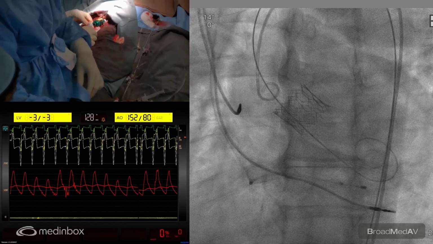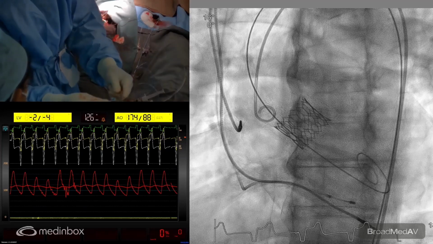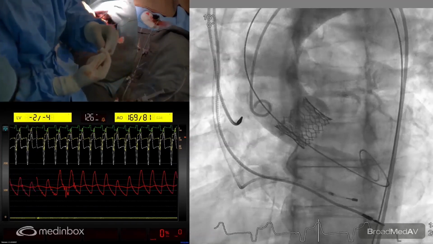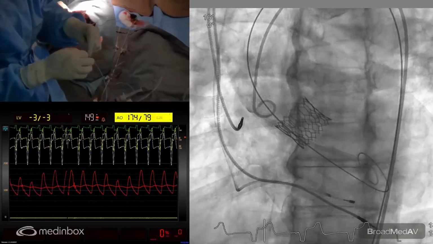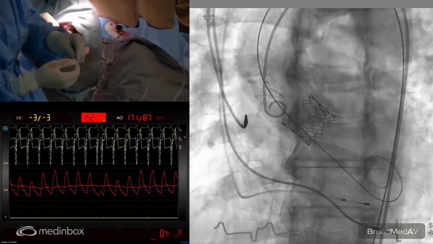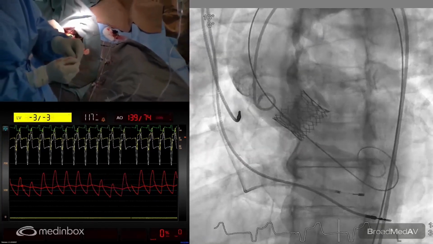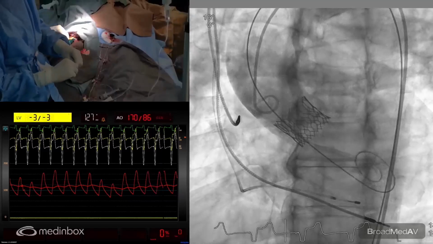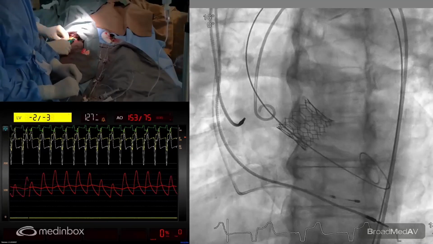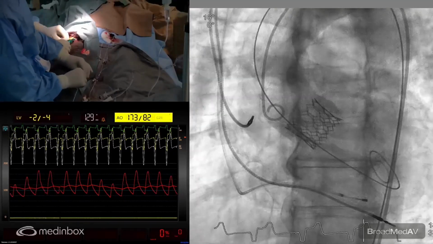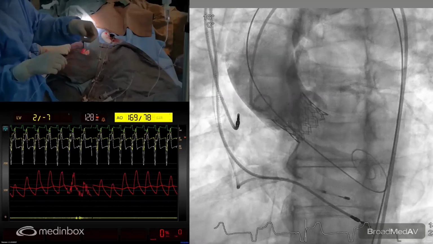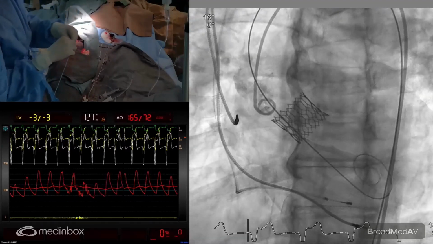So as you can see in the last shot, can you replay the shot? It was a good plan to put a 23. As you can see, it's well implanted. And that white line, which is the native leaflet, as you can see, is just below the left coronary.